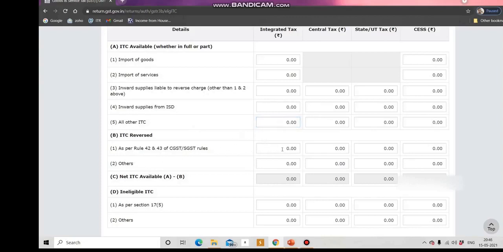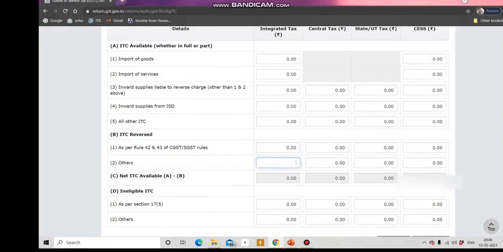So the calculation of that reversal of ITC formula is given under rule 42 and 43. For those types of reversal, we have to enter in the first column, and others is all other types of erroneously taken ITC which is now to be reversed. For example, if we have taken double ITC on a particular purchase in the last month, then we can reverse the same in this month by putting it in the others column.